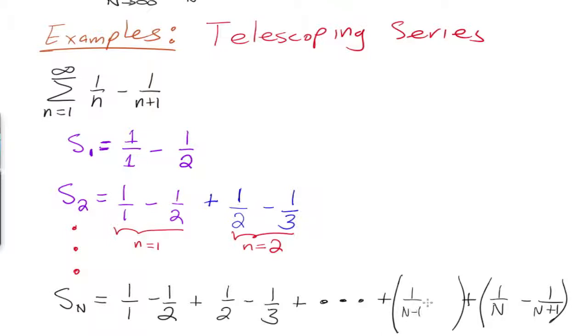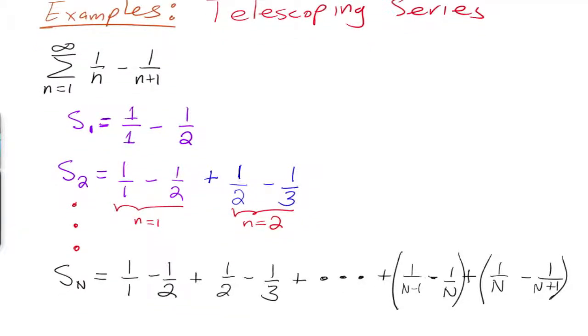Minus 1 over n. Okay, now something really interesting happens here with the telescoping series. What do you notice? Yeah, so notice that the 1 half cancels with this 1 half, right?